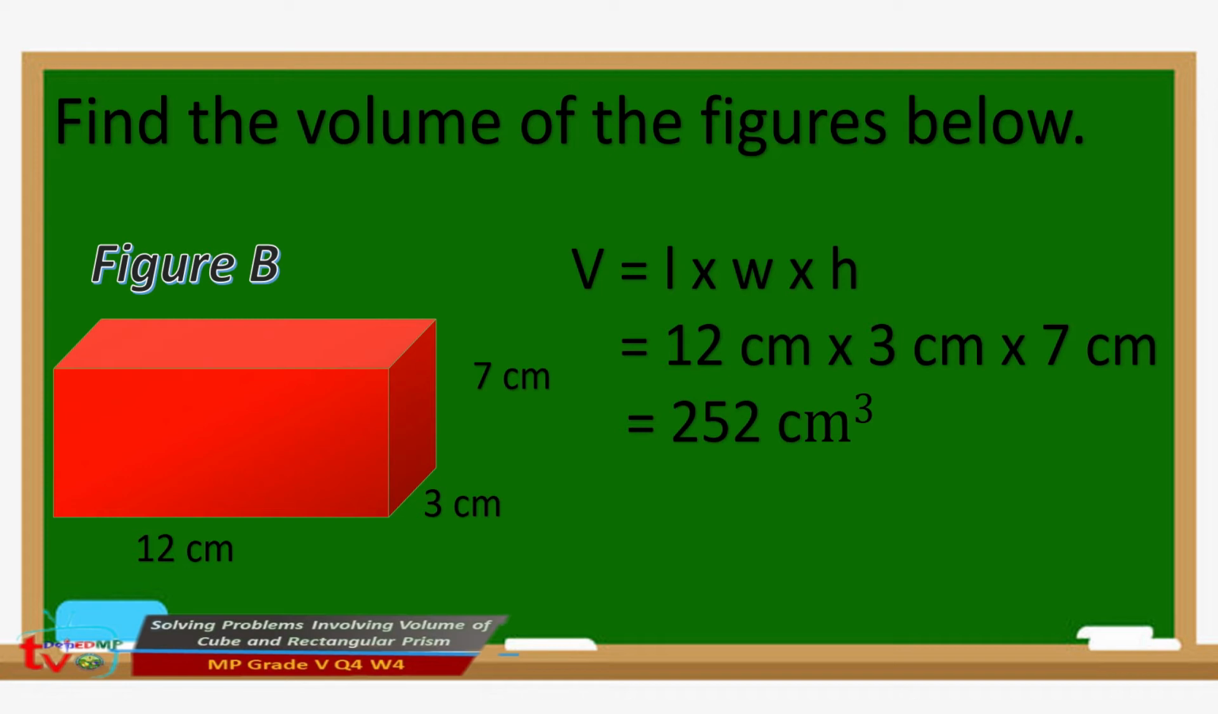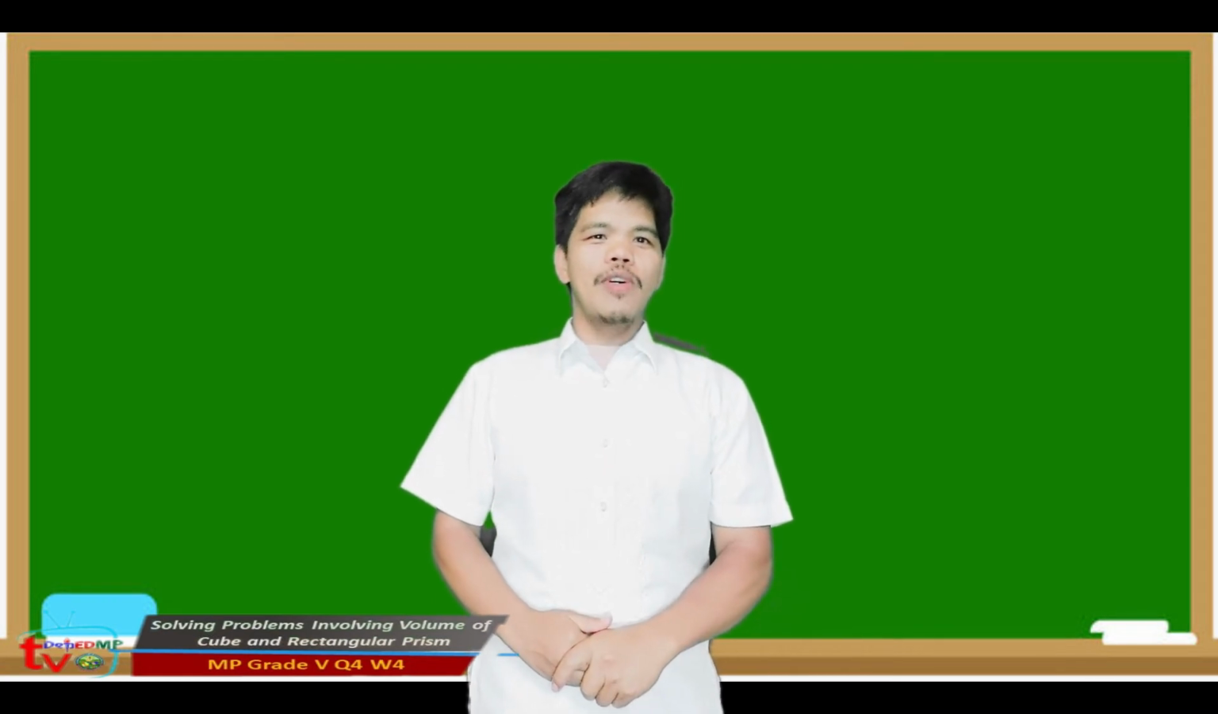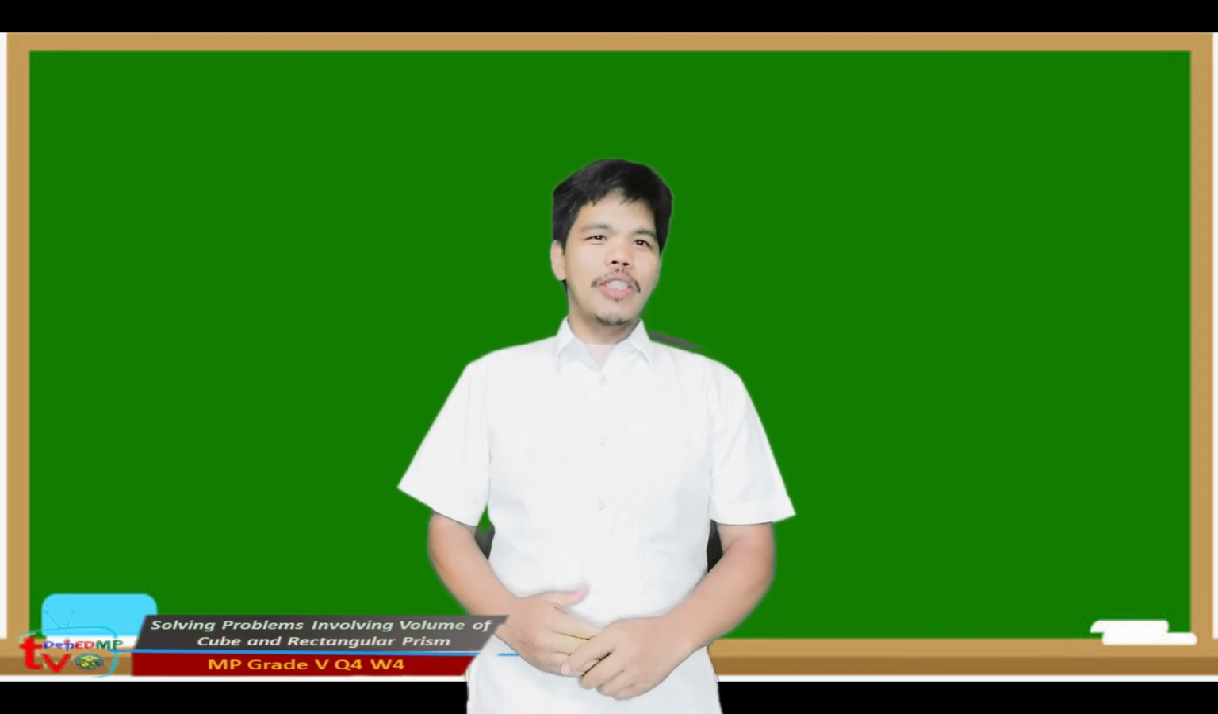Okay, so that is the volume of cubes and rectangular prisms. Cubes and rectangular prisms also are involved in solving word problems. That is our next activity, and there are types of problems. Listen very well as we discuss them. So let us learn how to solve word problems. We will do this step by step.